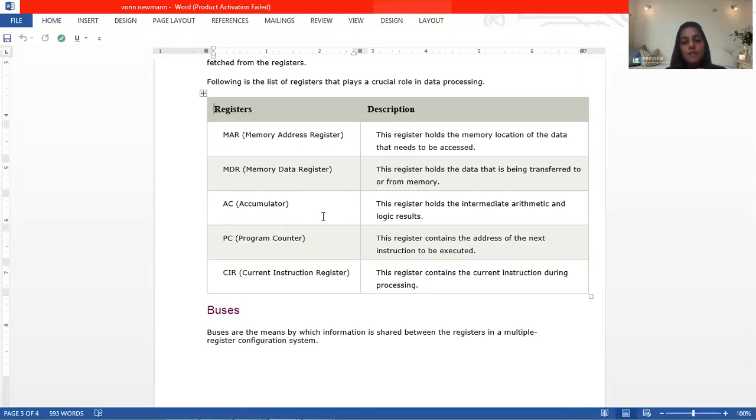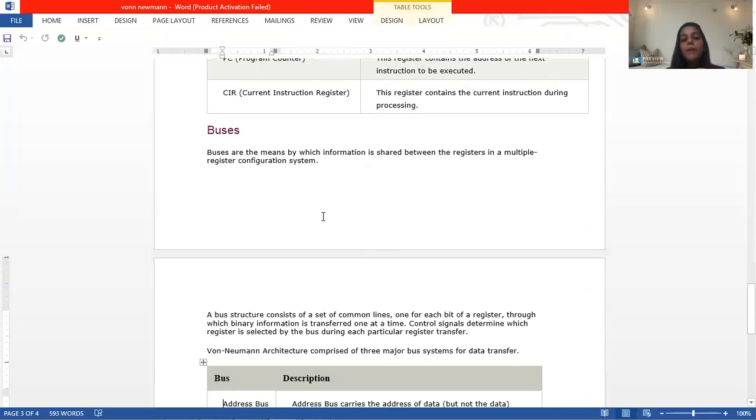The next is buses. Buses are the means by which information is shared between the registers in a multiple register configuration system. A bus structure consists of a set of common lines for each bit of register through which binary information is transferred one at a time. The control signal determines which register is selected, and through which binary information is transferred at a time.